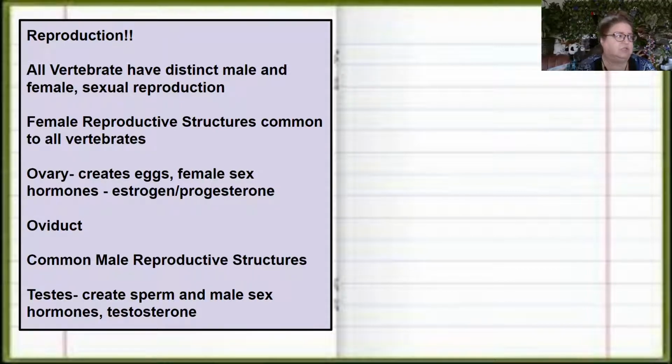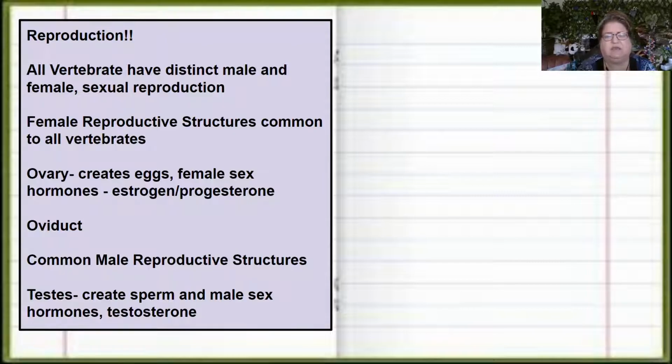And the other job of the ovary would be to generate female sex hormones. These would predominantly be estrogen and progesterone, and of course the brain is involved in the regulation of these as well. But that's the job of the ovary. And then we need some way to get the egg to the place it needs to be, either outside or to the uterus. And that's going to be the job of the oviduct.